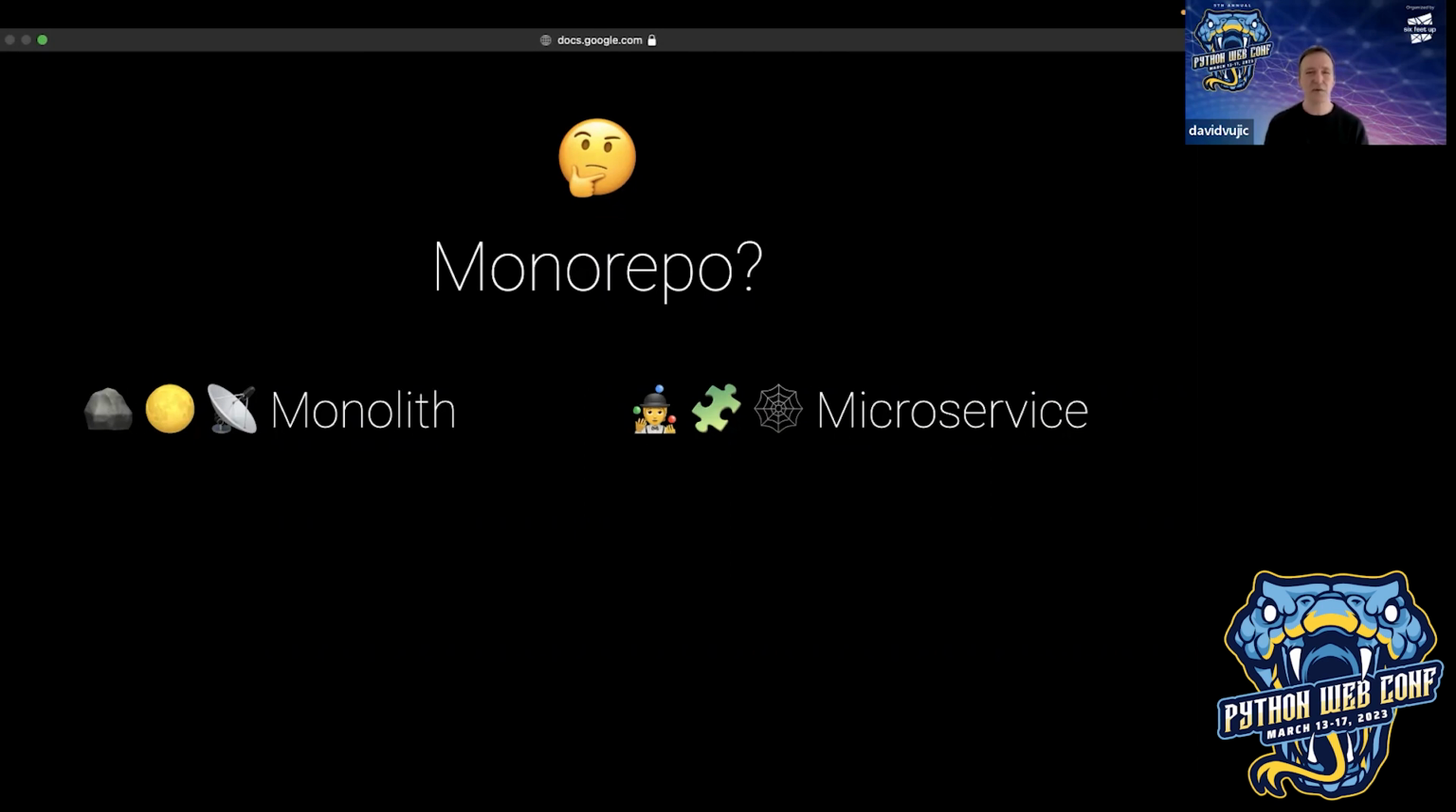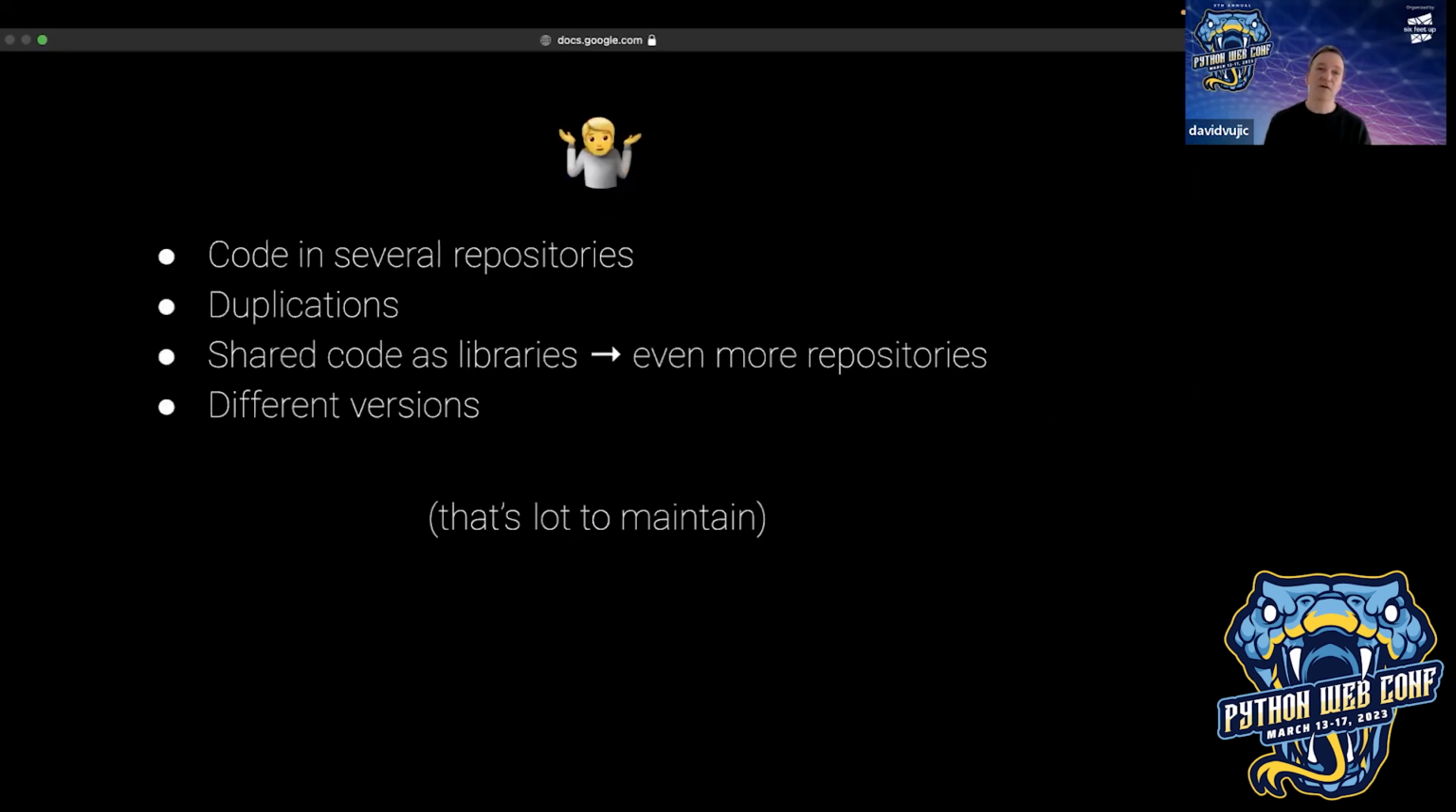And that comes with a couple of trade-offs. One of them is that with several microservices and several repos, you get code in several repositories, and that can be a lot of information to unpack for one individual or one team or an organization. So that could be a trade-off.